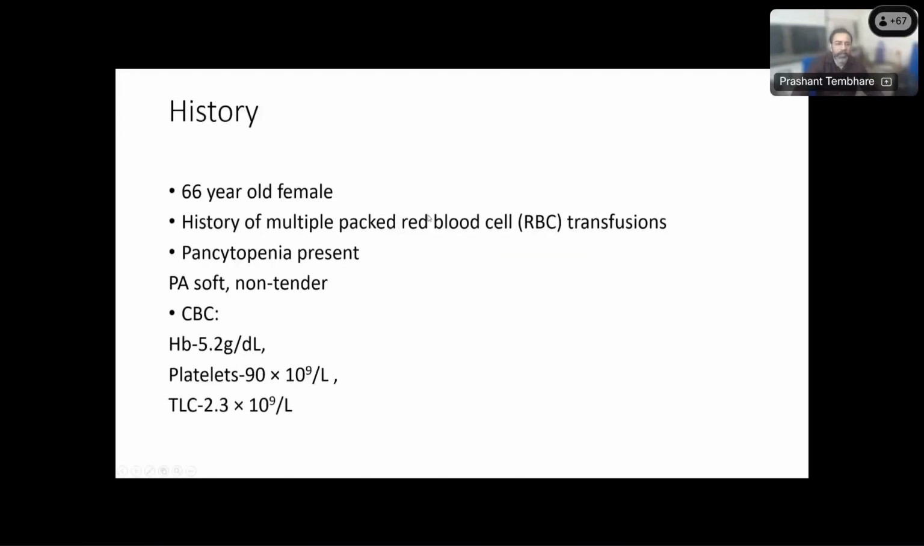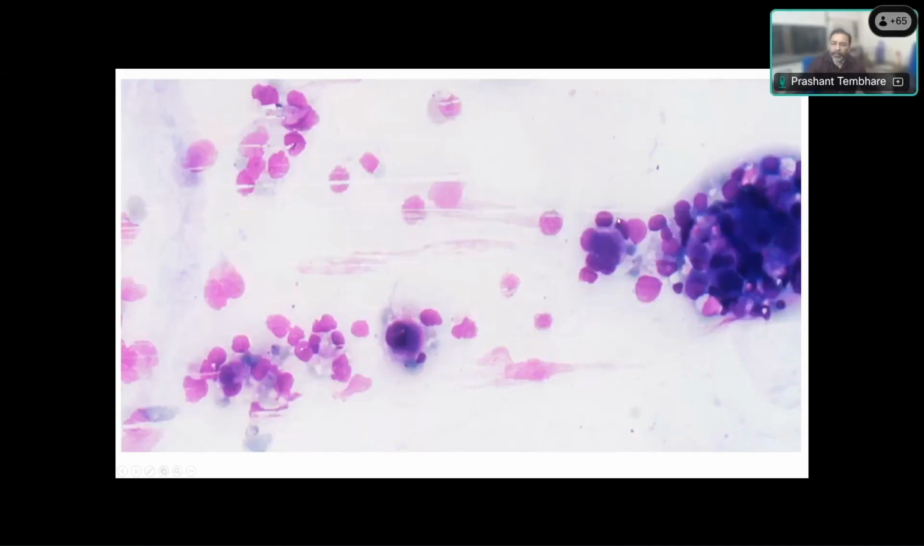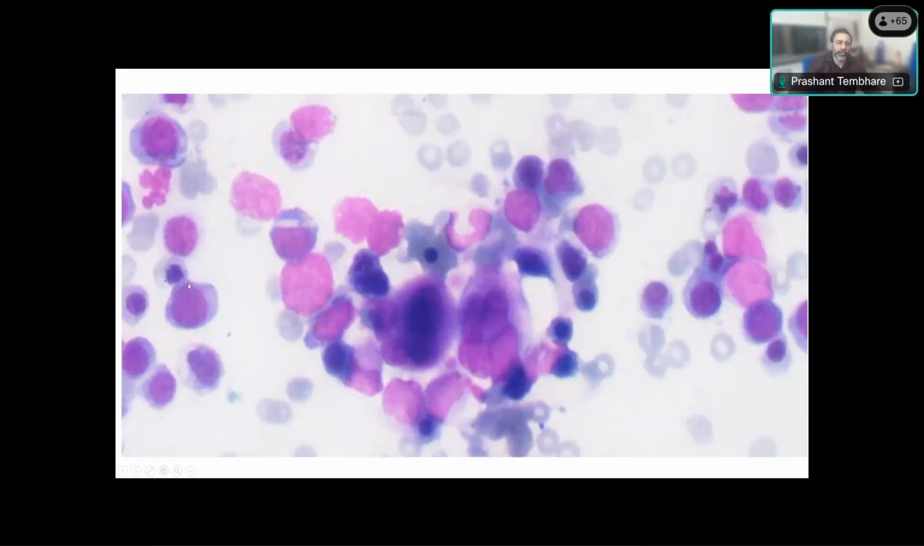Okay, this is another case, again a 66-year-old female patient, who required multiple transfusions because of anemia. You can see the hemoglobin was very low, platelets were low, so pancytopenia was there. This is a hypercellular marrow. You can see the marrow was hypercellular, predominantly erythroid cells. So there are increased erythroid cells, so erythroid hyperplasia was there. And you can appreciate there is dyserythropoiesis. You can see the morphological picture is a little hazy, dyserythropoiesis.